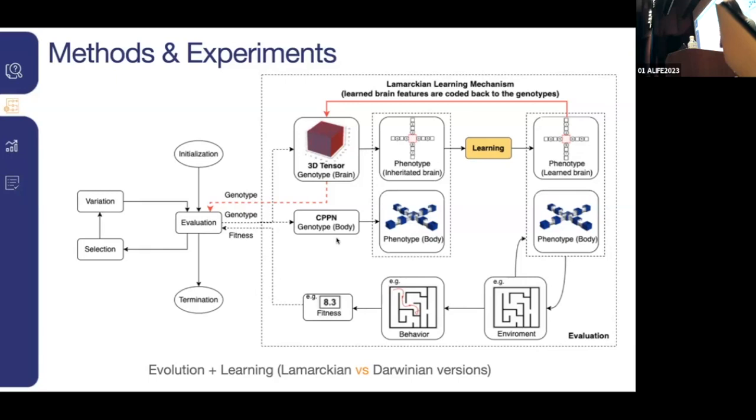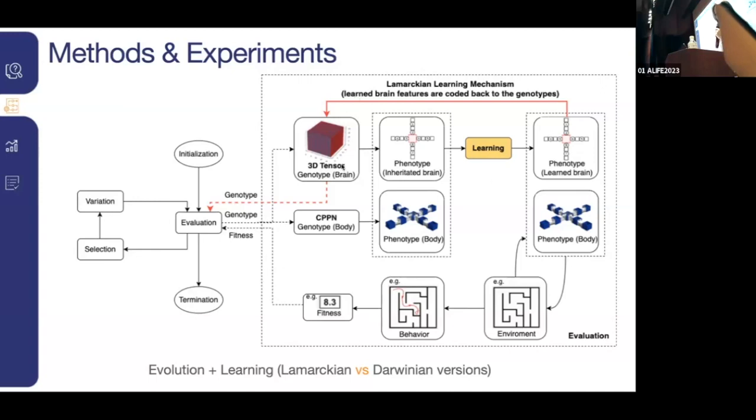And we use CPPN as a genotype of the body, which gets indirectly encoded into the RoboGen 3D printable components. And we apply a learning algorithm called RevDE to the inherited brain. With the learned brain, this robot performs a task in a certain environment and gets evaluated by a fitness function. And with the fitness value, the EA performs selection and variation, and this loop just repeats until the termination condition is reached. In our scenario, it's the 30th generation.